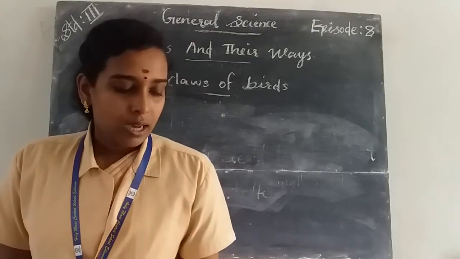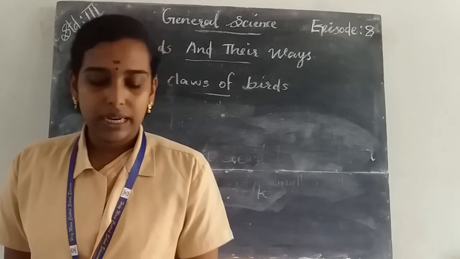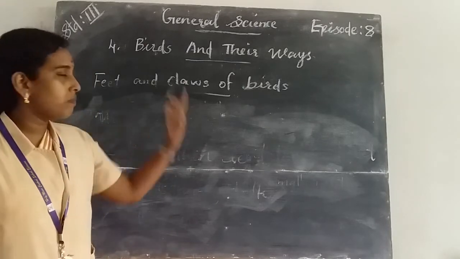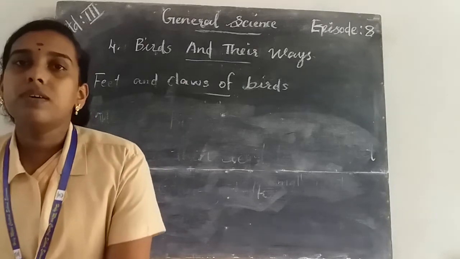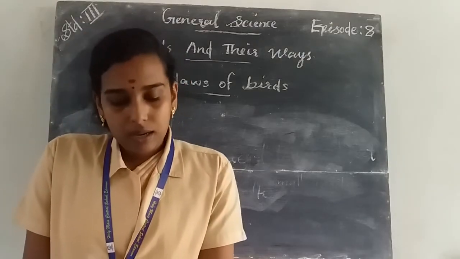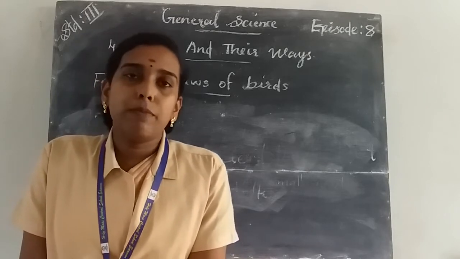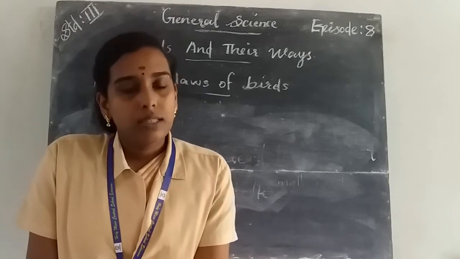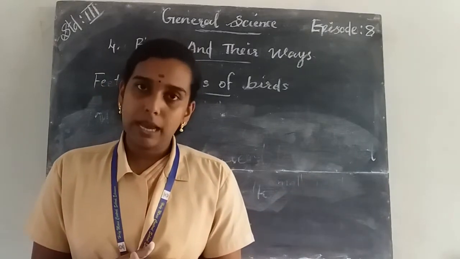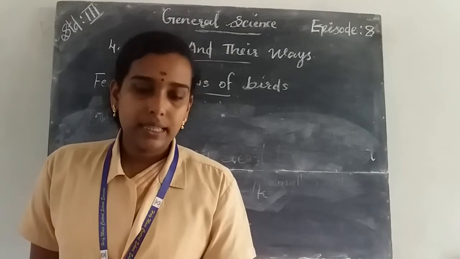Okay, so the fourth chapter is over. In this chapter we studied about birds and their ways. Our chapter is Birds and Their Ways, and in this chapter we studied about different types of birds according to their food habits, and also studied about different types of beaks. Different birds have different types of beaks because they eat different types of food. Okay, let us see what we studied in this chapter.